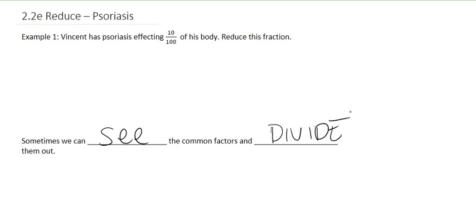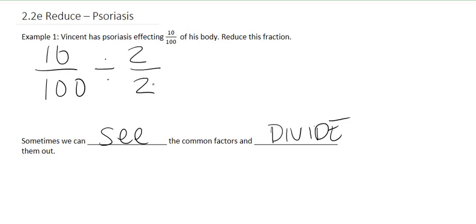them out. So in our example, you see that we have 10 and 100. And we know that these are both even numbers, so we can divide by 2. So whatever we do to the top, we're going to do to the bottom. So we're going to treat this as 2 separate division problems, essentially. So 10 divided by 2 is 5. 100 divided by 2 is 50.